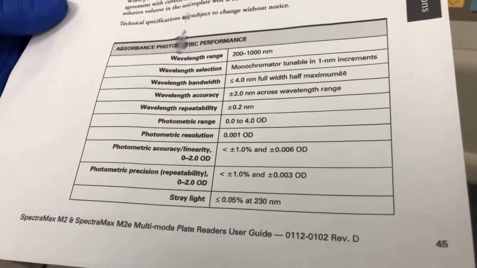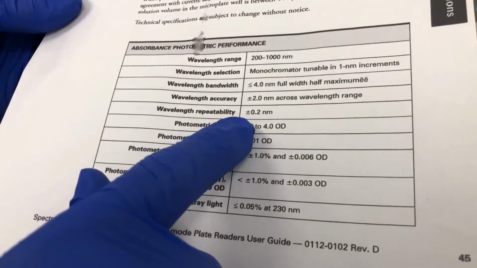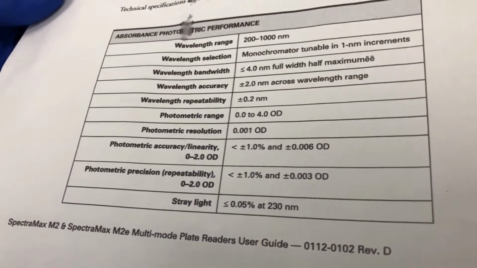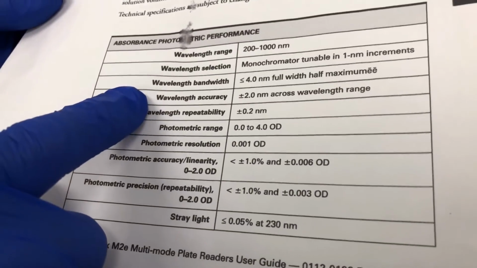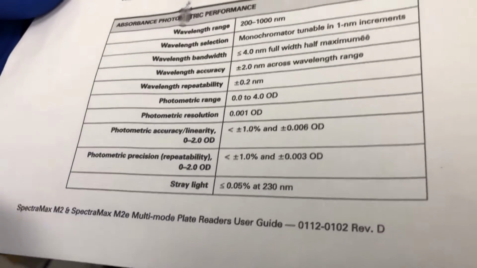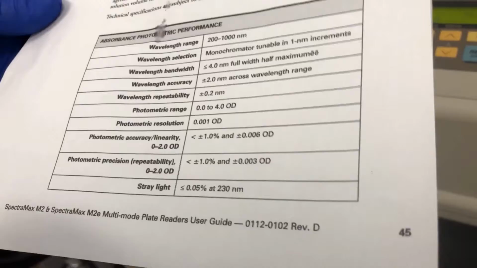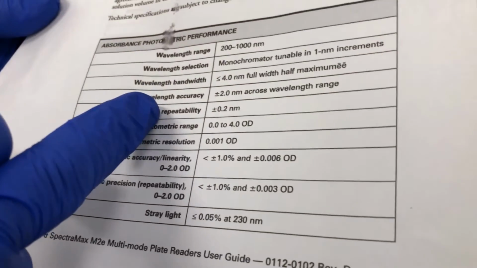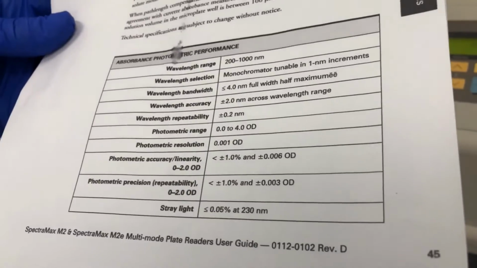For example, it should have an error of plus or minus 0.2 nanometers for wavelength reproducibility. The wavelength accuracy is plus or minus 2 nanometers. So if you were to take a dye that has an absorbance at 600, you'd expect that error to be, with this machine, plus or minus 2 nanometers.